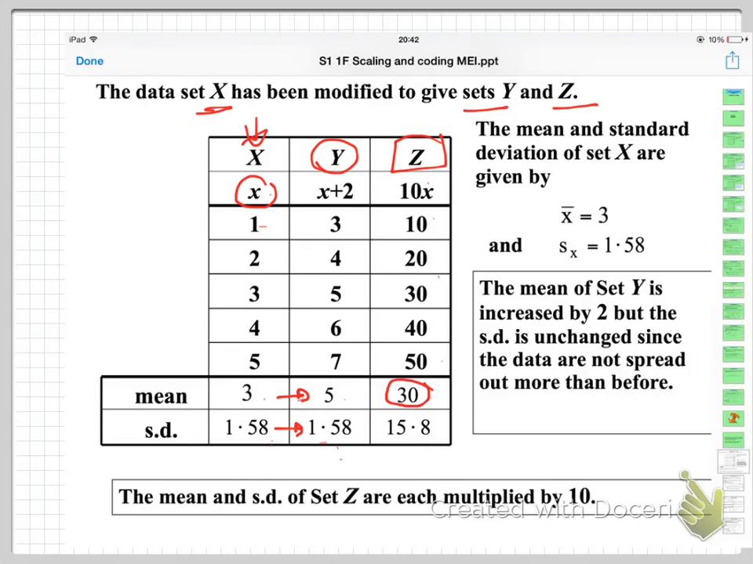So what would happen if we combined it? So we add and multiply a data set by a number to generate a new set. What would the mean and standard deviation look like?